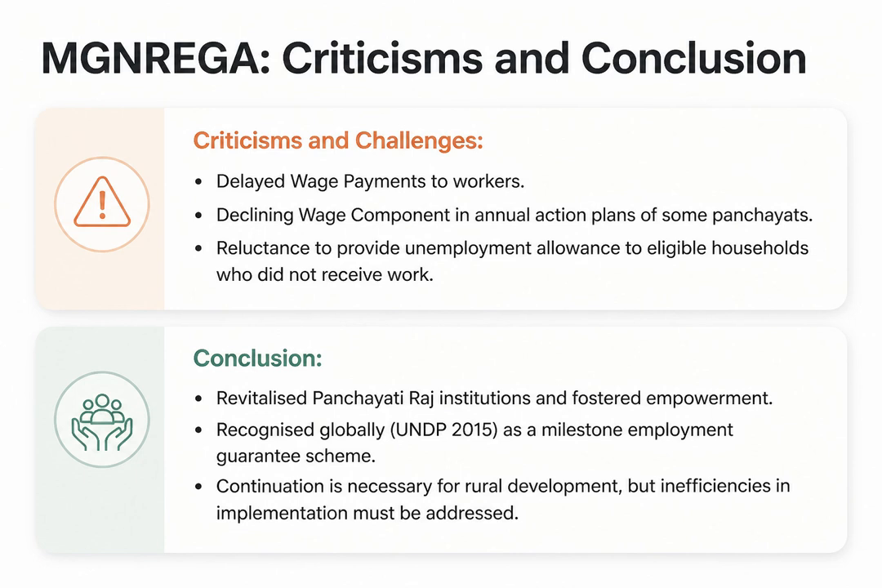Despite these administrative hurdles, the UNDP has recognized MGNREGA as a global milestone for poverty alleviation. It has empowered rural populations and revitalized local governance. Therefore, while its continuation is absolutely vital for rural development, fixing these implementation inefficiencies is critical. This brings us to the end of our analysis of labor statistics and structural challenges, setting the stage perfectly for our next discussion on recent government initiatives to reduce unemployment.